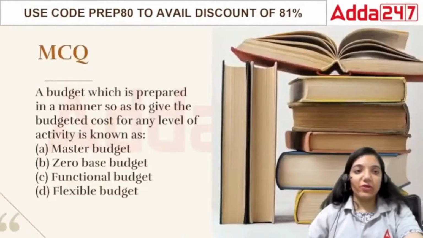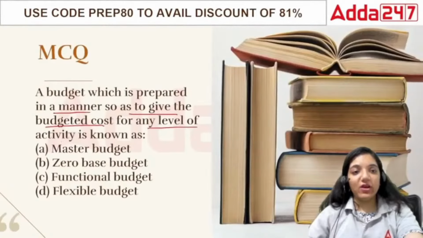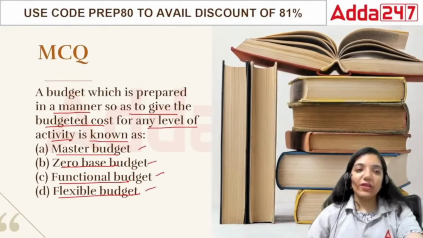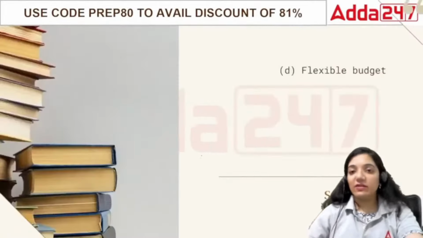Then the next point: a budget which is prepared in a manner so as to give the budgeted cost for any level of activity is known as master budget, zero based budget, functional budget or flexible budget. So we have got four different kinds: master, zero, functional or flexible. In this case the best way of working is the budget which is prepared in a manner that gives the budgeted cost whatever the different level is.